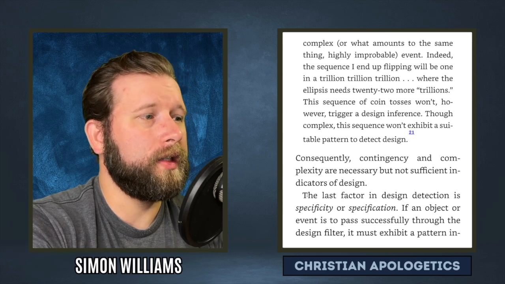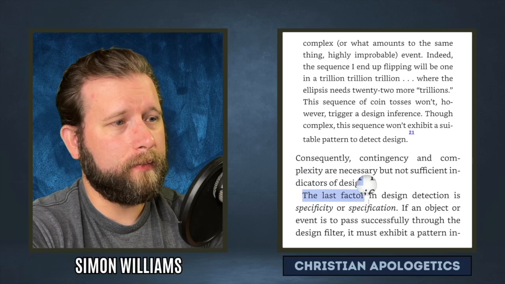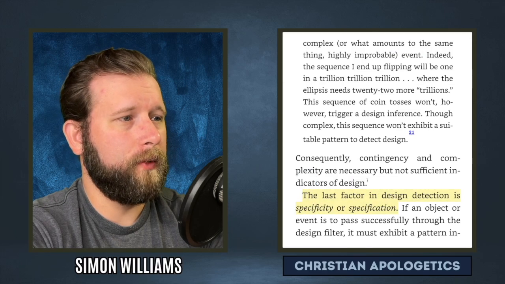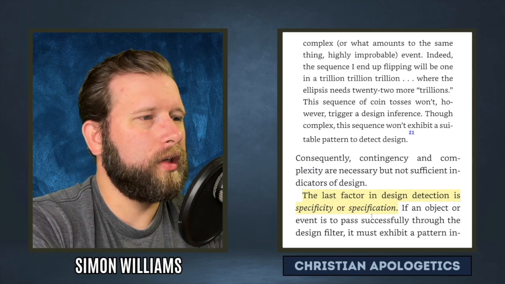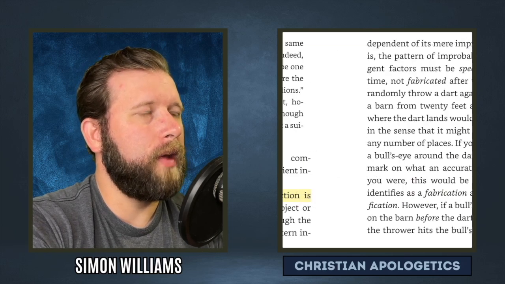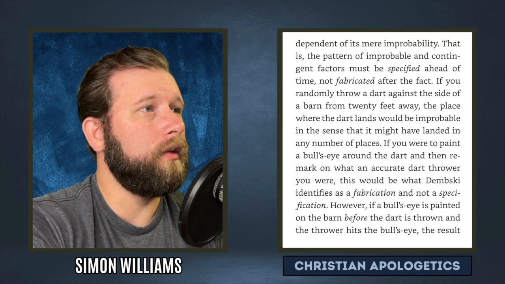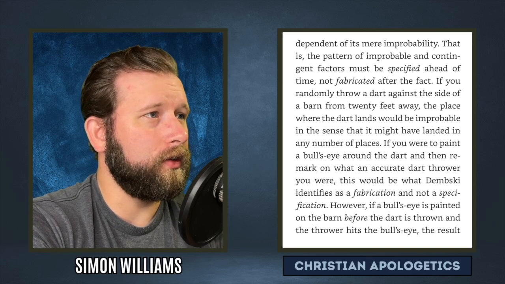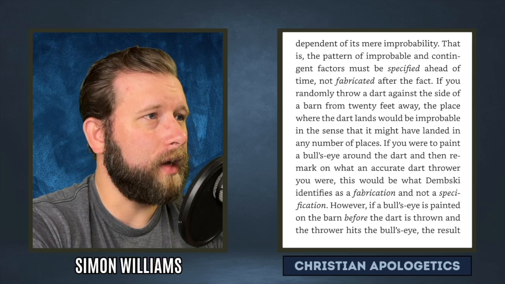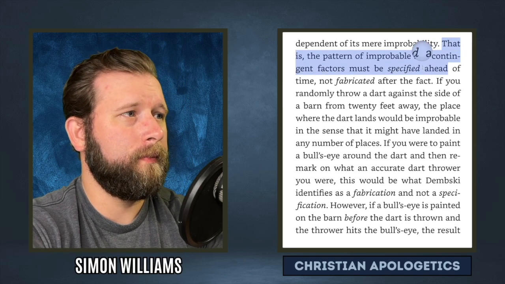The last factor in design detection is specificity or specification. All right, let's highlight this. If an object or event is to pass successfully through the design filter, it must exhibit a pattern independent of its mere improbability. That is, the pattern of improbable and contingent factors must be specified ahead of time, not fabricated after the fact. Okay, let's highlight this.